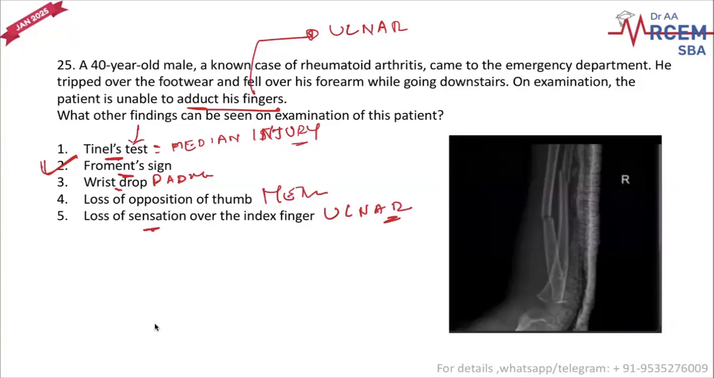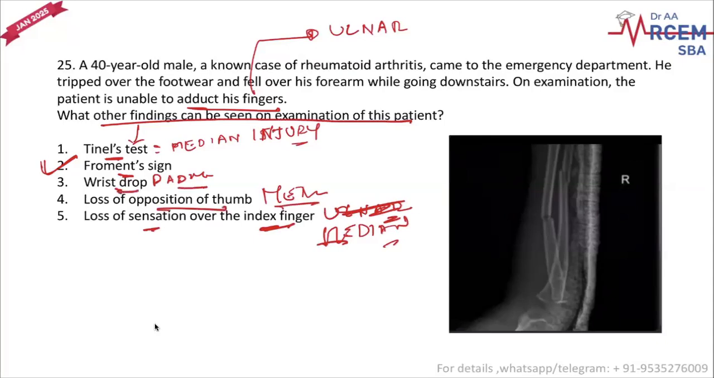So what other findings can be seen on the examination of this? There can be loss of sensation. Sorry, this is the index finger. Index finger is the median nerve. Sorry, I misspoke it as the little finger. So this is again median nerve, loss of opposition. Wrist drop is the radial nerve. Tinel test is the median nerve. So the right diagnosis here is the Froment sign, which is only seen in the ulnar nerve.